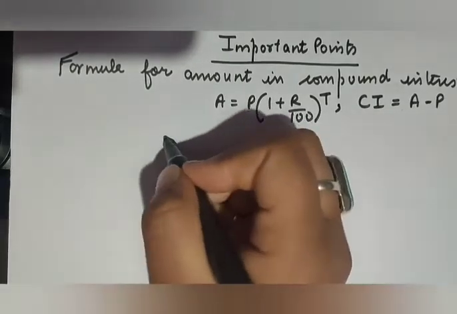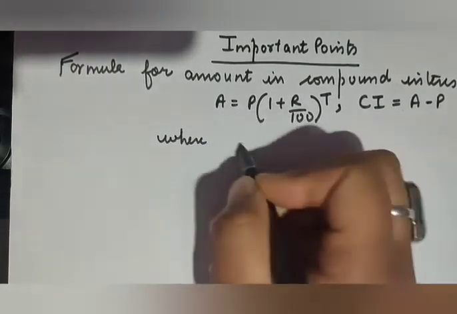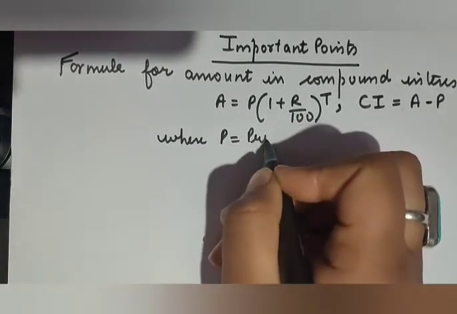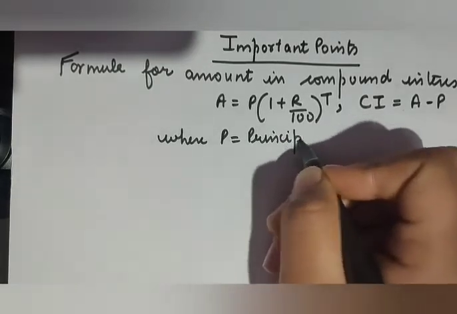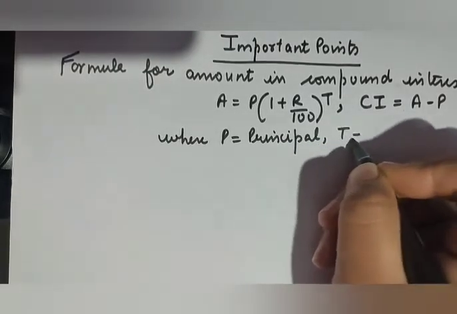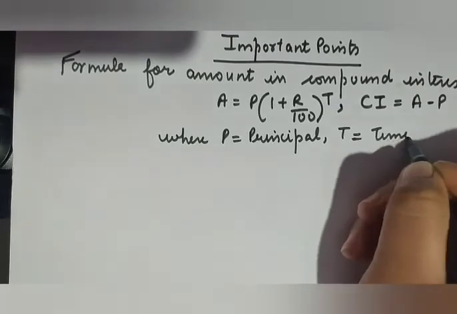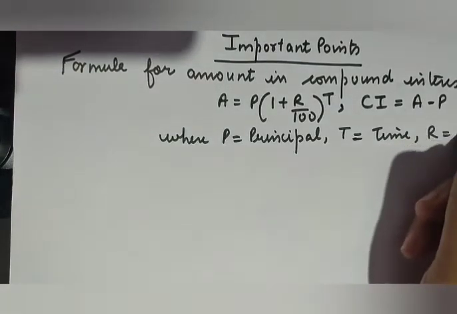Okay, so I will also write what is P here. Here P is your principal, T is your time, and R is your rate here.